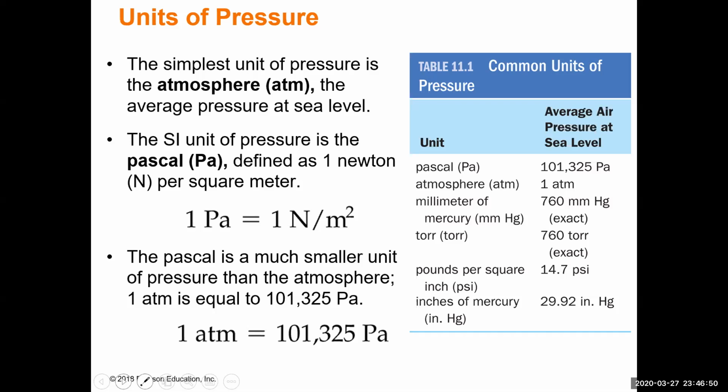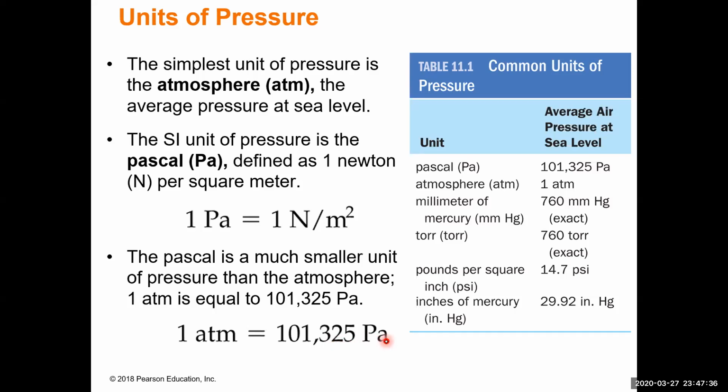The SI unit of pressure is called the Pascal, denoted by a capital P lowercase a, and that's derived from the SI unit of force, which is a Newton. So it's 1 Newton per square meter, which is our area here in terms of meters squared. Now the Pascal ends up being much smaller of a unit of pressure than the atmosphere is. Specifically, for every 1 atmosphere, that's equal to 101,325 pascals.